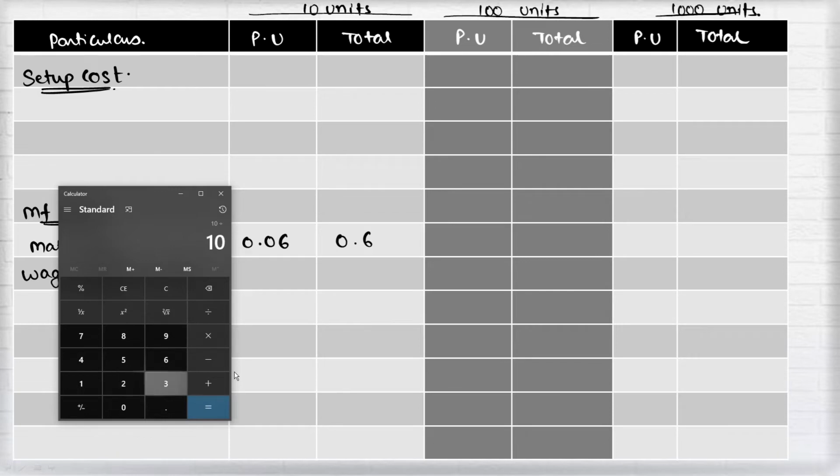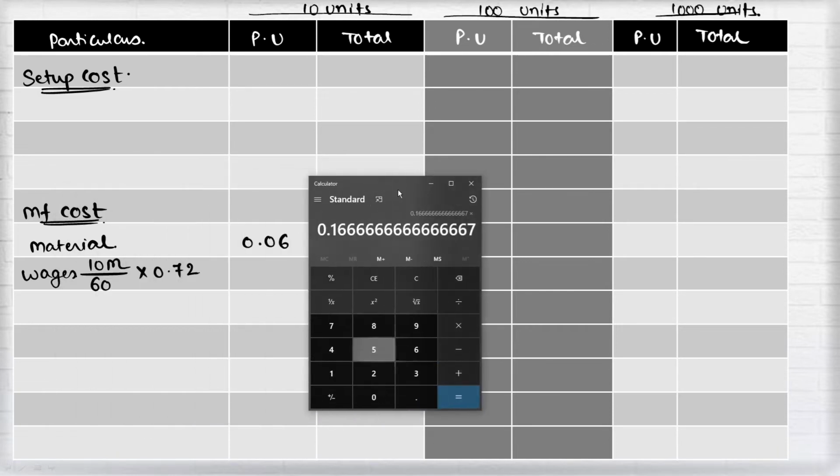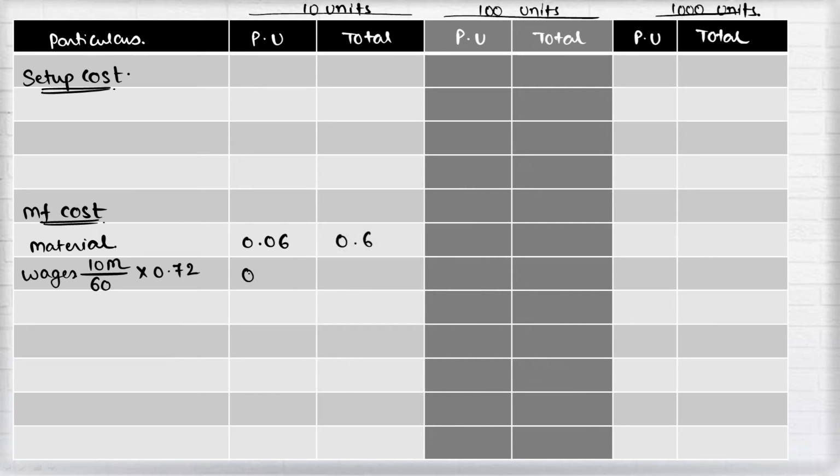10 divided by 60 multiplied by 0.72, which is 0.12, right? 0.12 is per unit. Multiplied by 10, because I am manufacturing 10 units in this particular batch. It is 1.2.